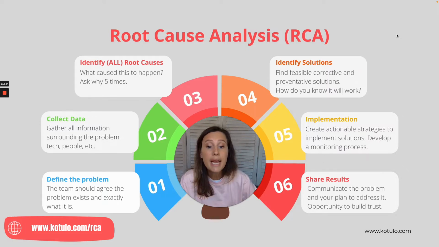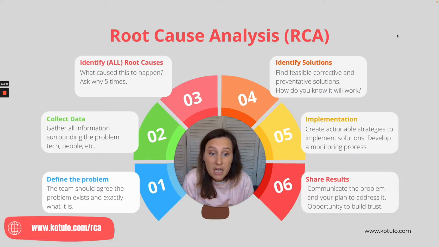And then finally, this part is often not included in a typical root cause analysis, but of course it is my favorite part. Share your results. This gets to be another time when you get to communicate with your community and build trust, really, because you might have lost trust, right?